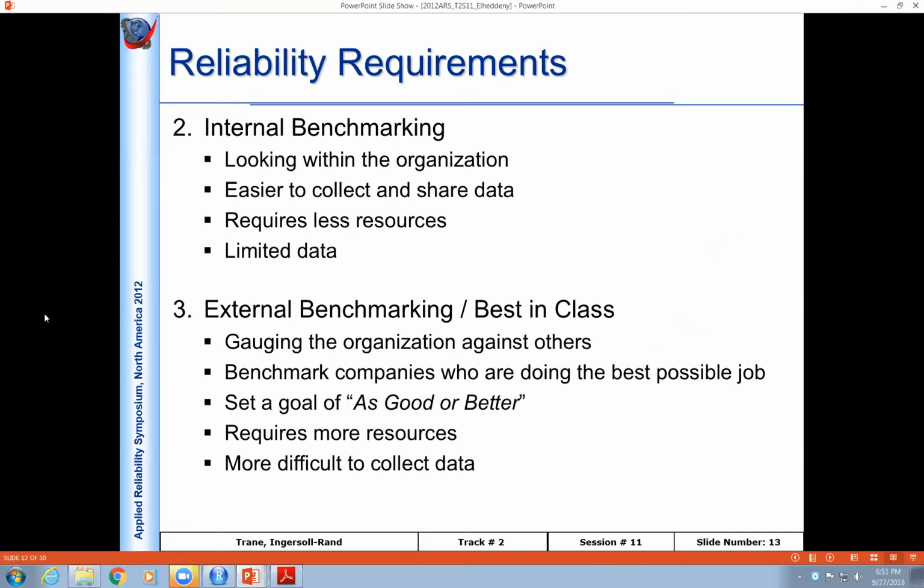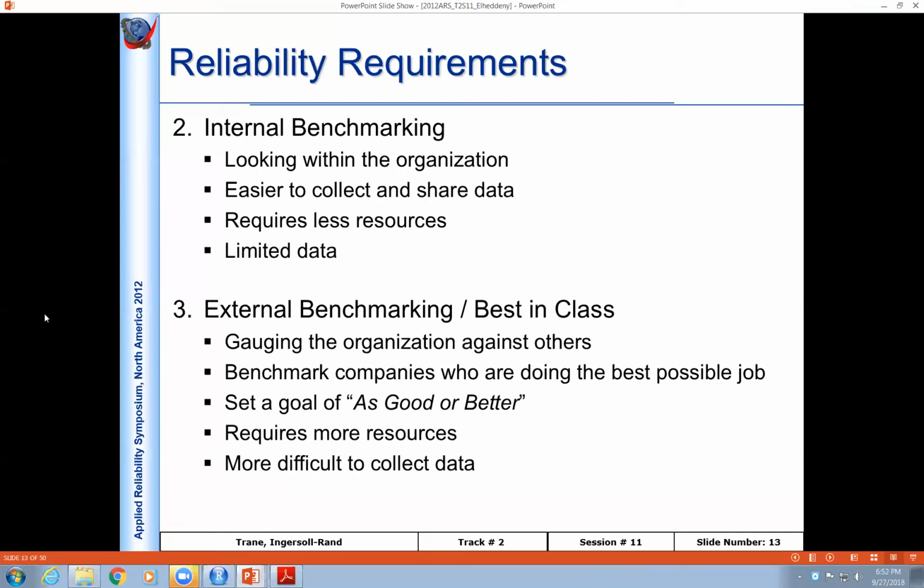Next is benchmarking, or really internal benchmarking. Basically, you're looking within your organization, so Siemens or Trane Air Conditioning or something, they have sister organizations as well. You can ask, hey, you have a motor, what does your reliability look like for your motors, and do something similar. It's easier to collect and share data because it's the same organization, but you have limited data of what you can collect.